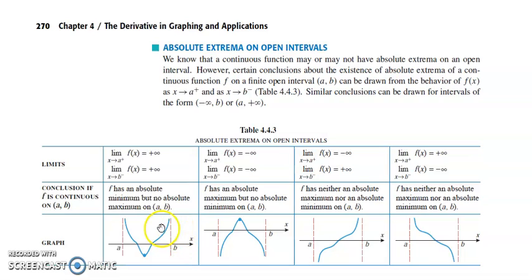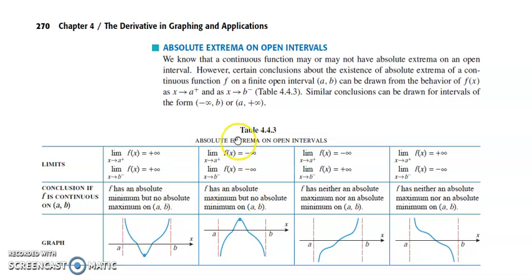So here it will not have a maximum, because the highest value of the function is going to infinity. So the function will not have an absolute maximum, and there can be an absolute minimum. So the function has an absolute minimum in this case, but there is no absolute maximum.